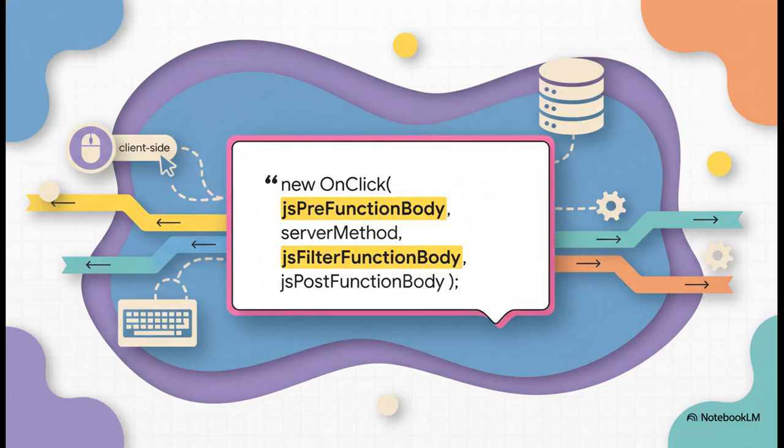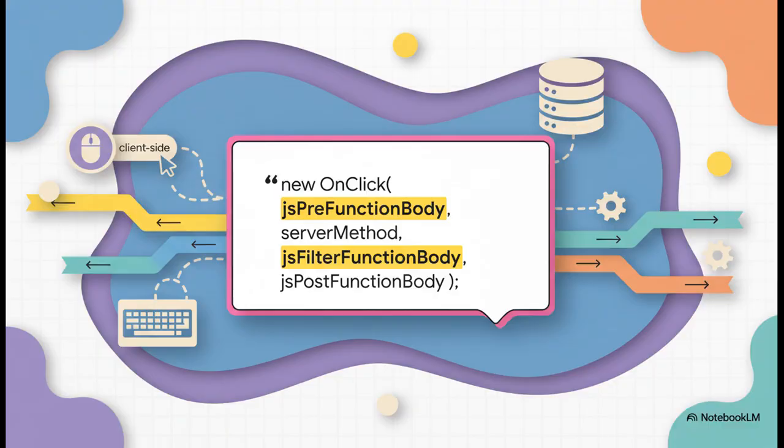And now, here's the beautiful part. This is where it all comes together. We create a new onClick attribute, and we just pass in our 4 pieces. But pay really close attention to the order here. First, the JS pre-function body, our gatekeeper. Second, the server method, the brain. Then, the JS filter function body, the courier. And finally, the JS post function body, our town crier. This one line of code creates a complete, 2-way interactive event handler.